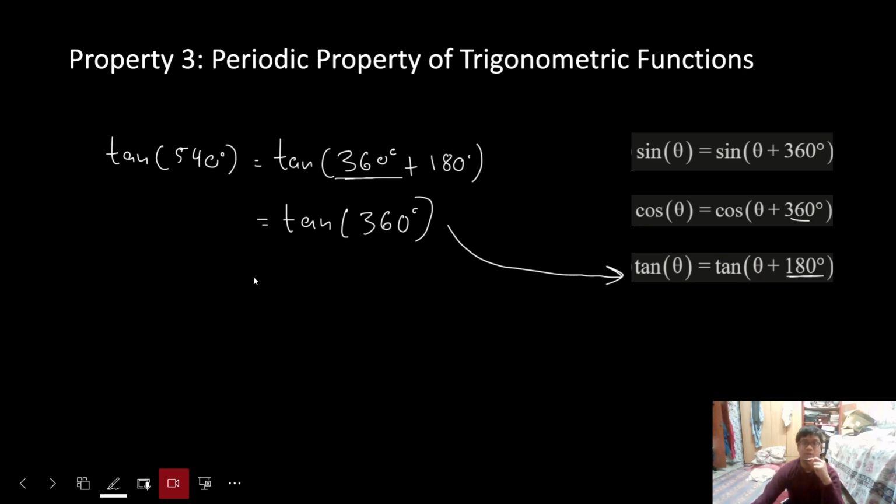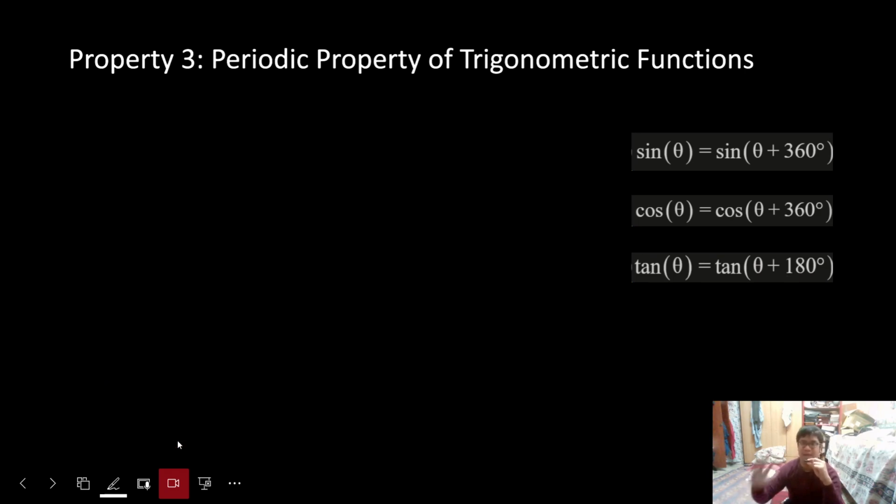With that, we can now find the value here. Tangent of 360 degrees is actually 0. Am I right? Just making sure. Yes, tangent of 360 is 0, so the answer here is 0. Now let's try one last example.